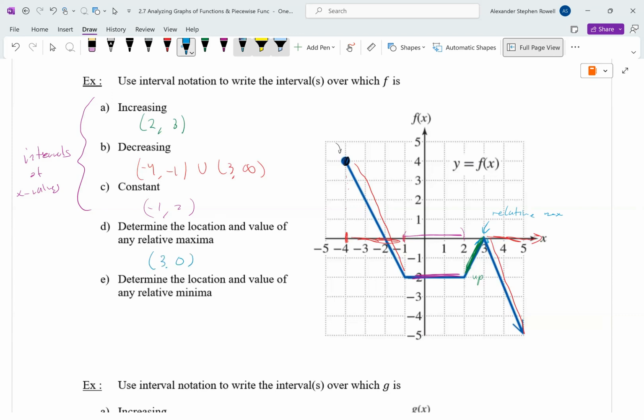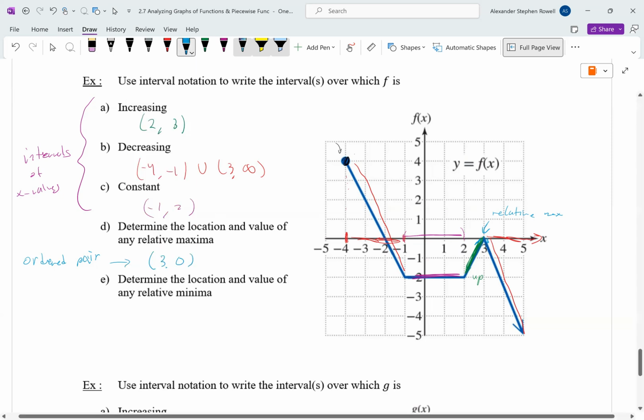3, 0. So this is an ordered pair, not an interval. Please be careful about confusing these. I'm not saying 3 to 0. Yes, that's really interesting, huh? What about -4, 4? This one, it depends how the book defines it. Different books define it differently. If we're saying our domain is all real numbers, we would say no. But if we say our domain's -4 to infinity, we'd say yes. So that's a really good one to point out. -4, 4.